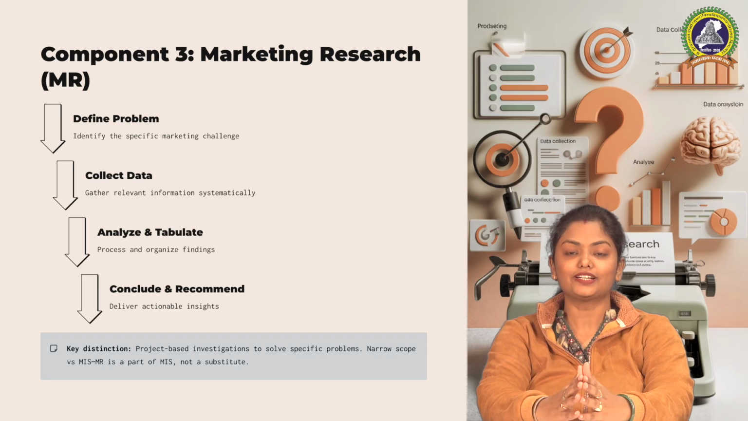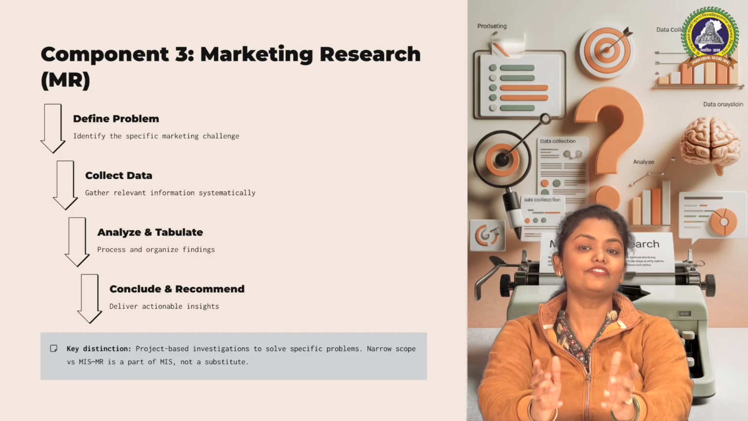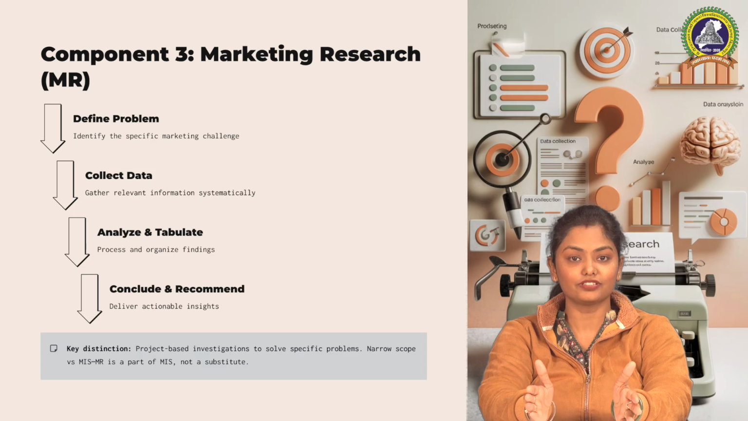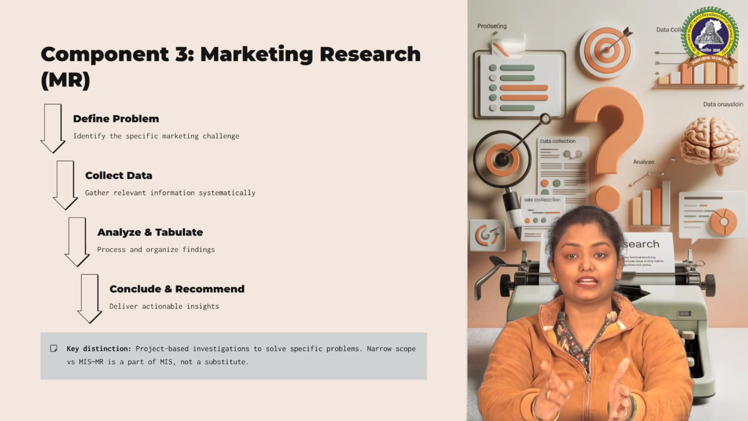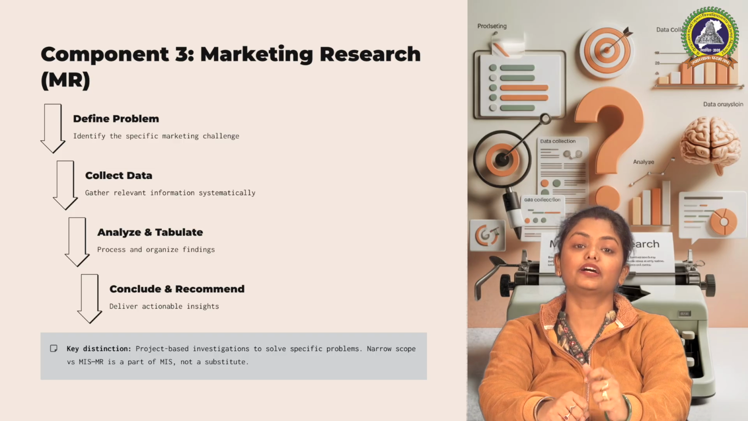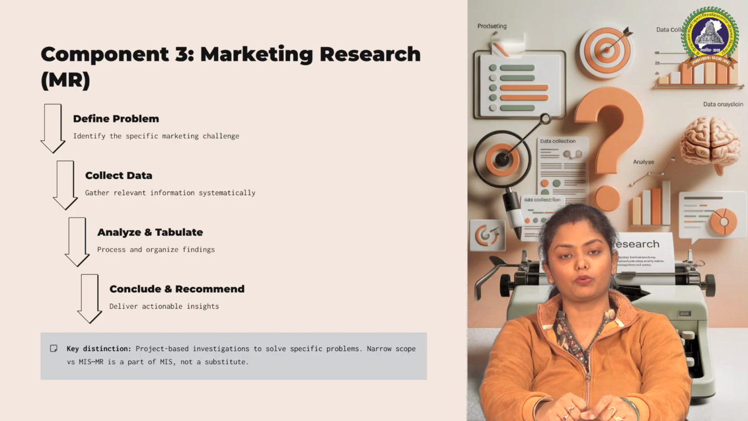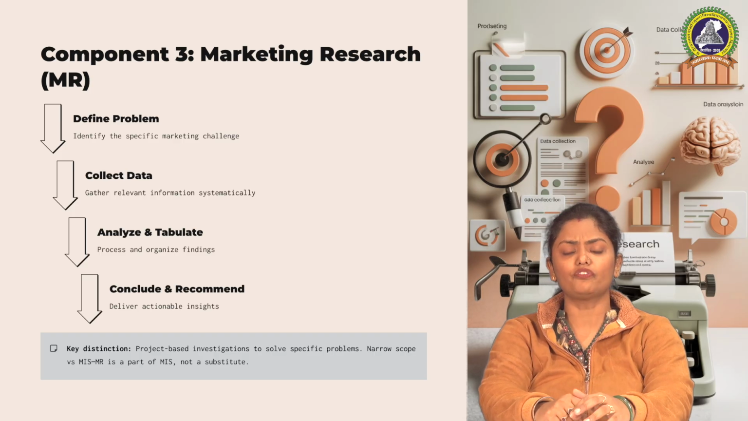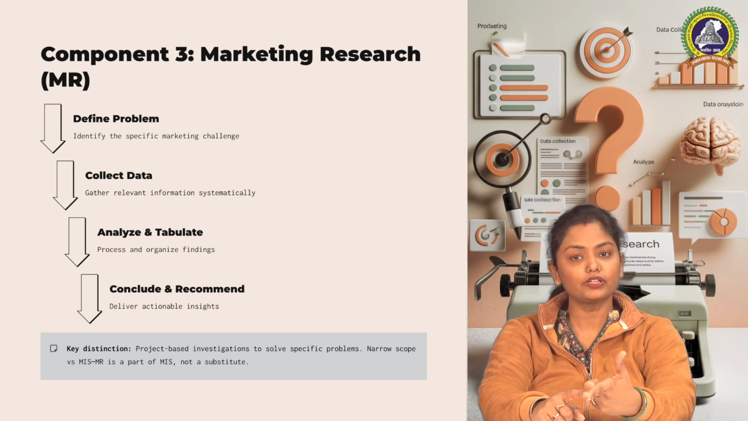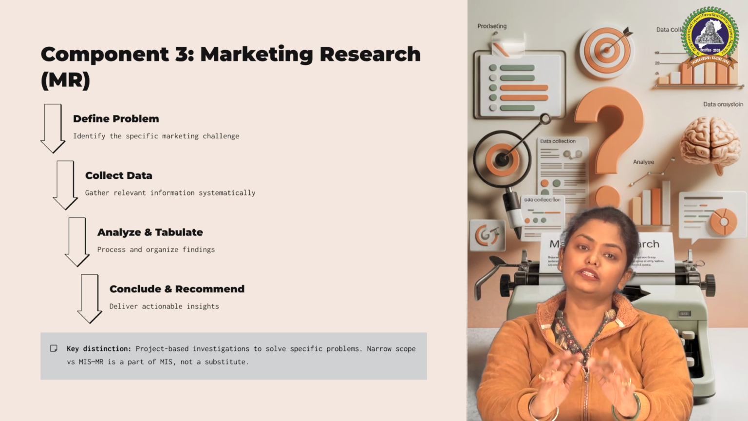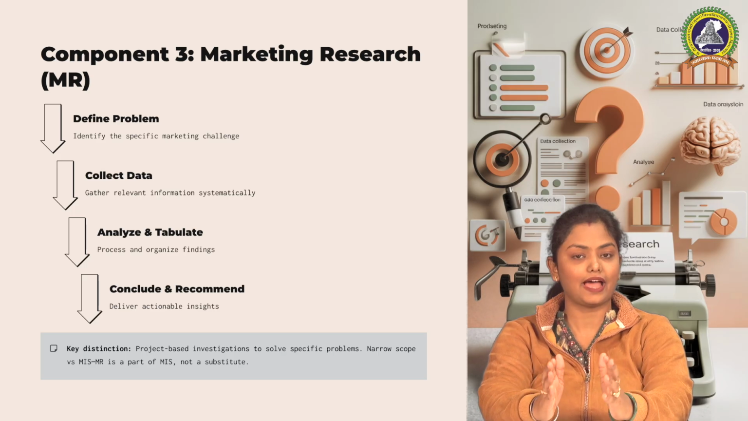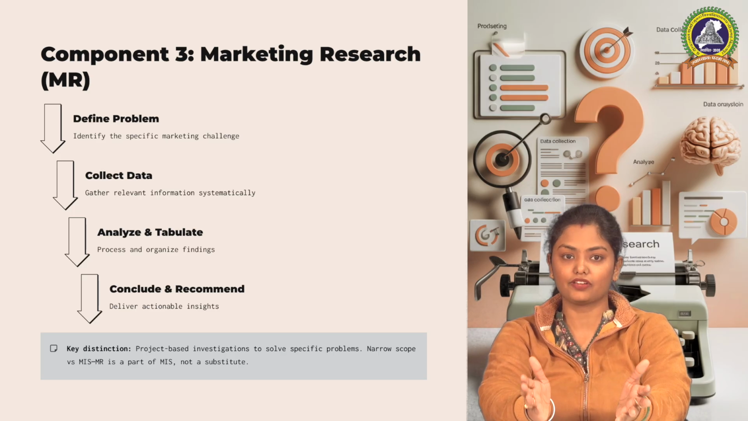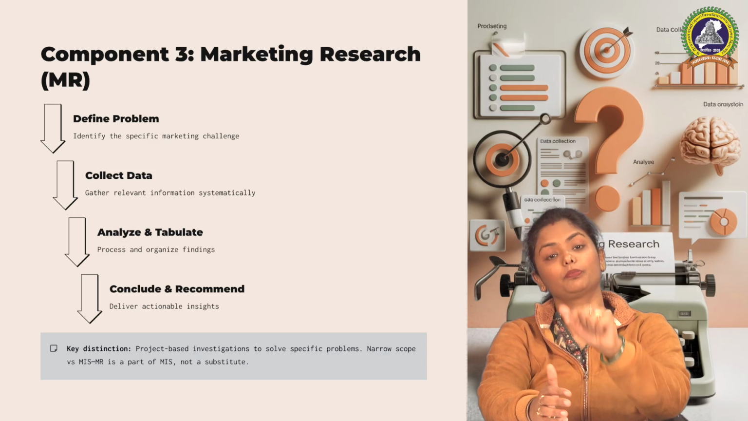The third component is one you are likely very familiar with, that is marketing research or MR. Marketing research is different from marketing intelligence. How? It is conducted to solve a specific marketing problem of the company. Think of it as a project. It has a clear process. It collects data about that specific problem. Then this data is tabulated and analyzed. Conclusions are drawn from that analysis, and finally recommendations are given for solving that particular problem.